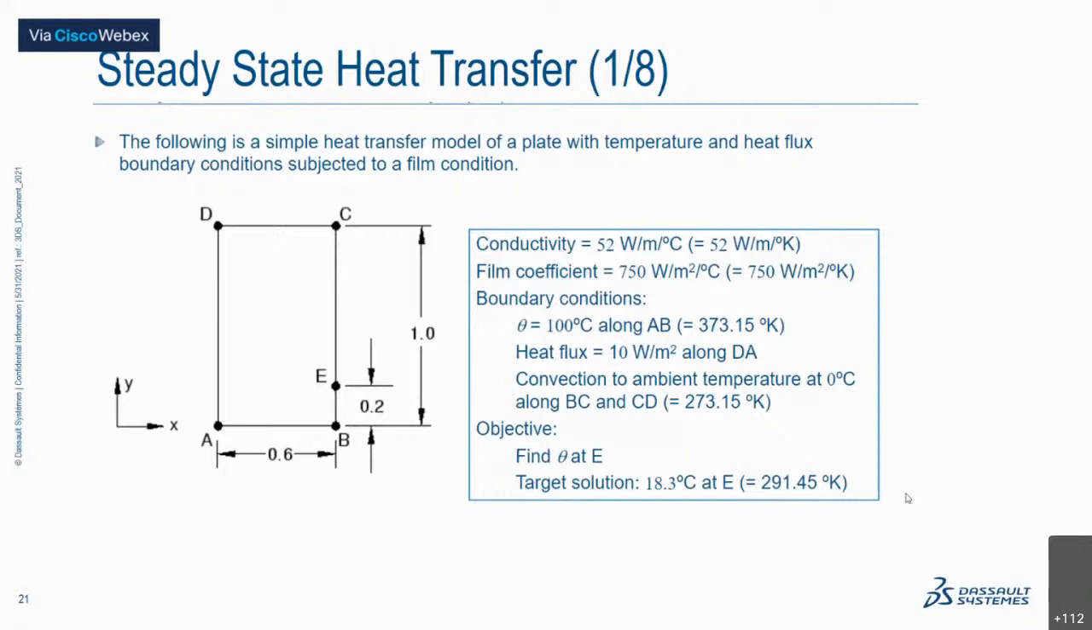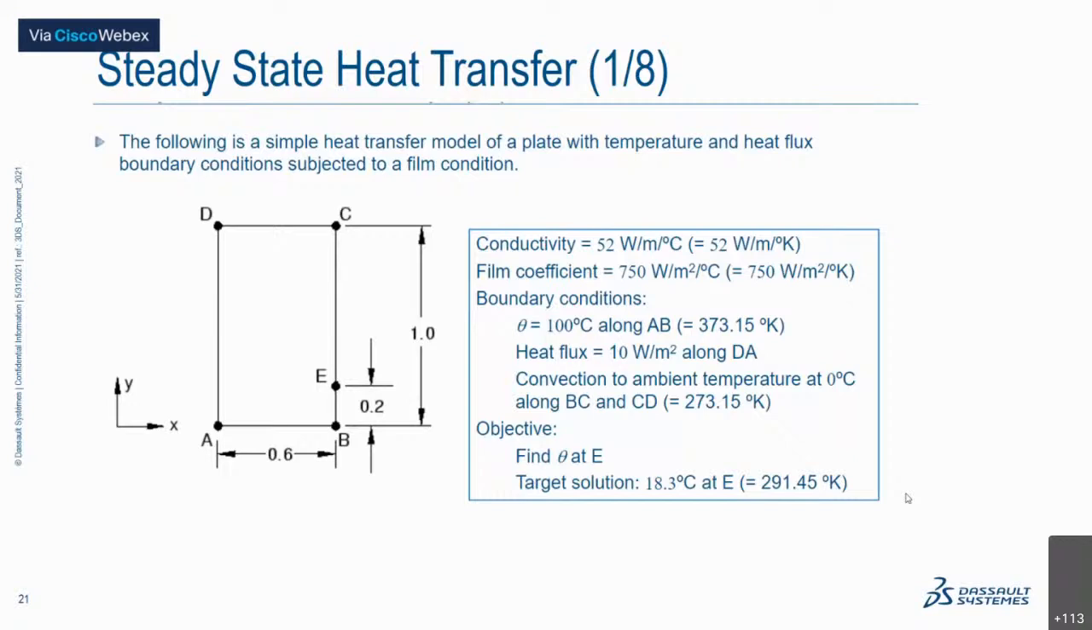What we're trying to do in this example, as you can see, is we have a metal plate, and it has all the edges named A, B, C, D. And there's a point E at which the temperature is to be determined. First we'll be doing a steady state heat transfer analysis, and in the second step we'll be doing a transient heat transfer analysis. As you can see, we have a few initial conditions that are defined. That is the conductivity, which is the K value for the given material, which is 52 watt per meter degree Kelvin or degree Celsius. It's the same thing.